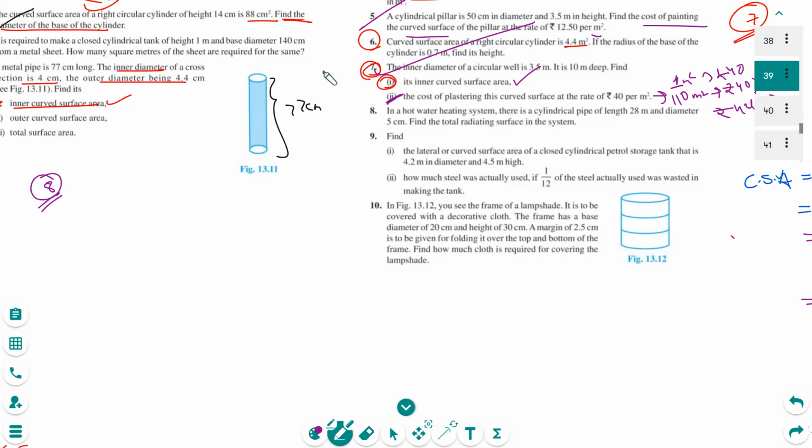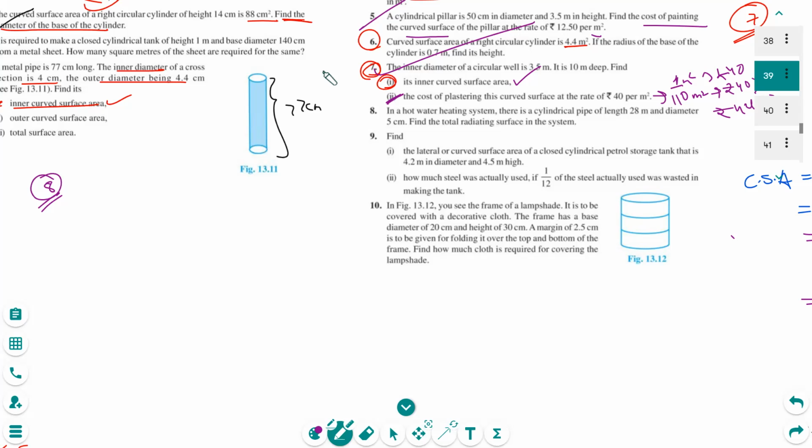Length, depth, height, there are numerous ways to call this thing, right? If I keep it this way, this is height. If I call it this way, this is length. If I call it this way, this is again depth. So there are various ways to call this thing. And the diameter is 5 centimeter.